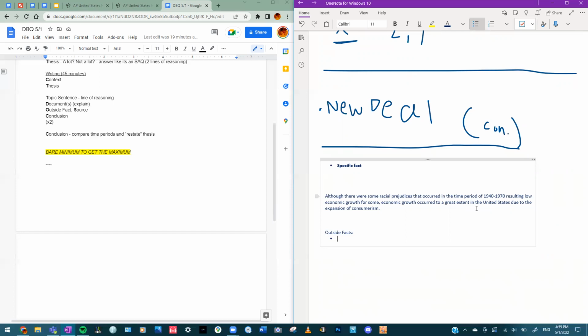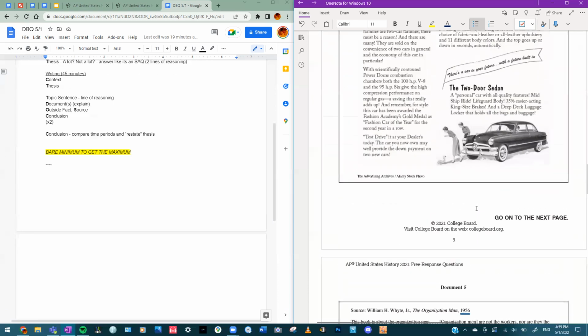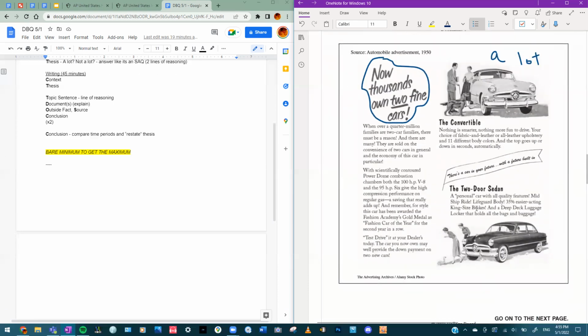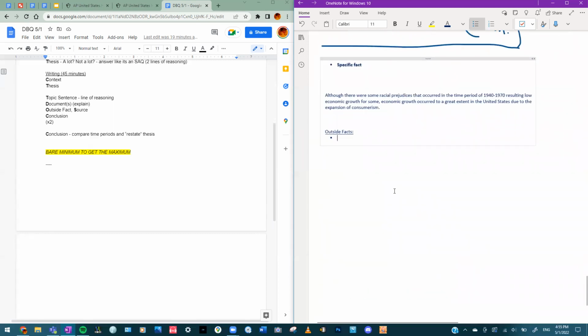Now it can be anything from 1940 to 1970. So let's try to think. We can use the expansion of TV. Does it say TV? Now, it depends on how specific that is. So TV invention, but it would be useful to know who invented it and when.